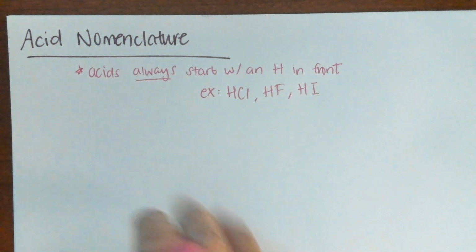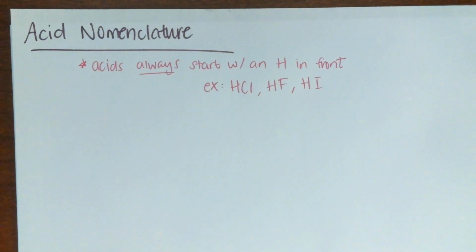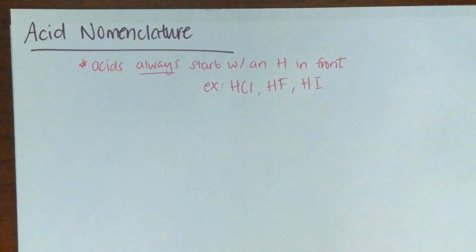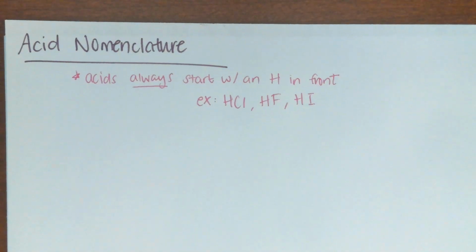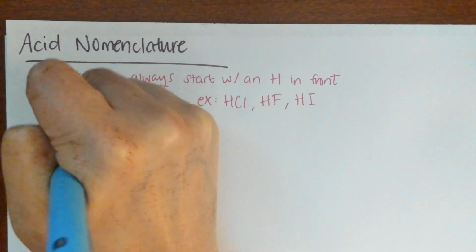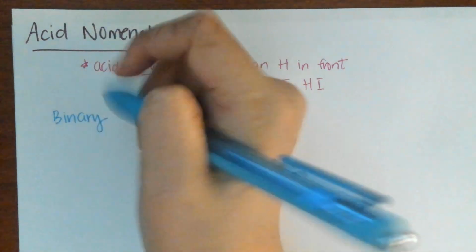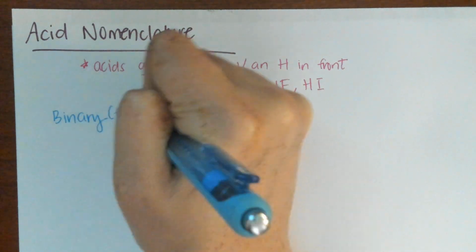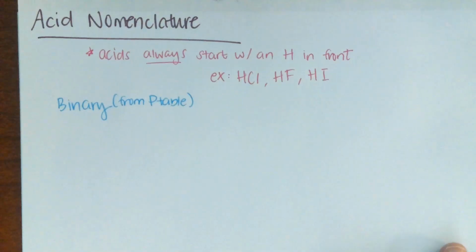However, there are two types of acids that have different rules for naming. So I'm going to first start with binary acids. And I'm going to end up doing this whole flowchart thing, so hopefully you'll see the thought process of naming, and then we'll do some practice problems. The first thing we're going to go over is binary acids. And binary acids come from the periodic table. It'll make sense once we do the process.